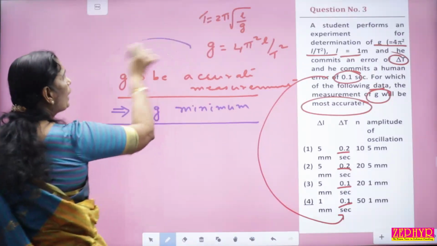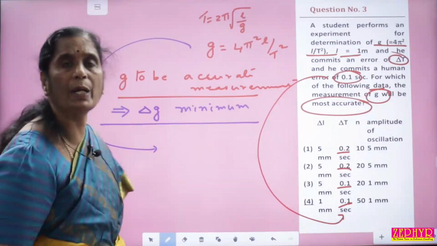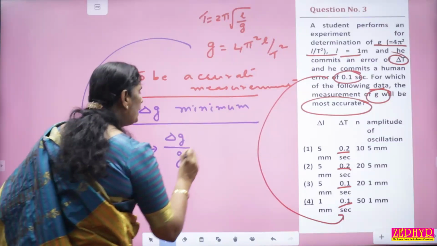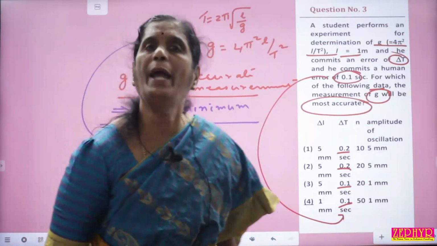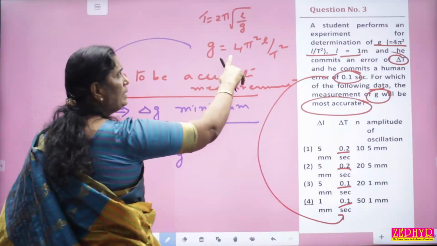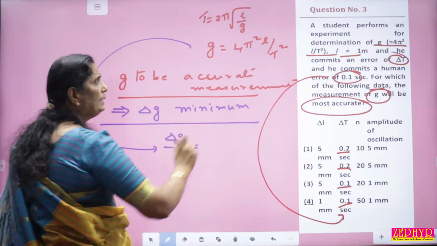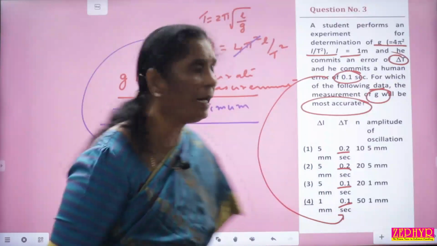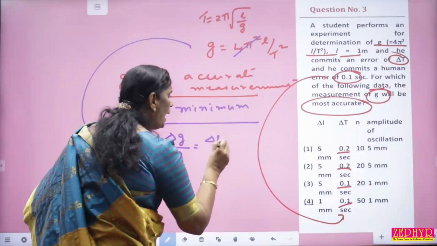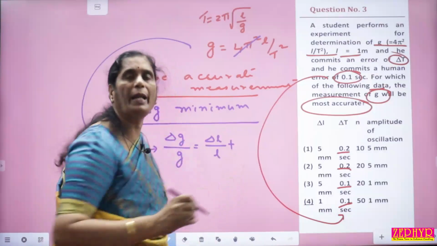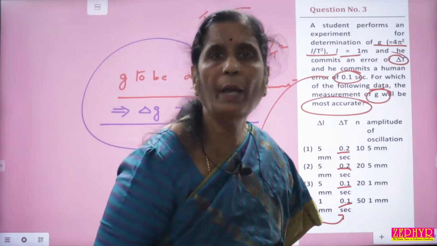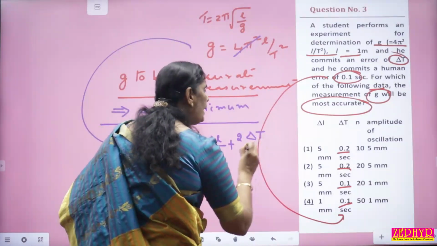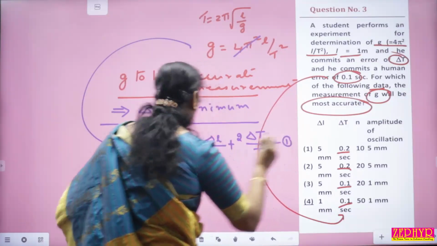We know how to write delta g for the given equation. When you start writing the equation, we can understand on what parameters our delta g depends. So write the error equation that you might have studied. Delta g by g equals, with 4 pi square a constant, delta L by L plus, for T square, directly we take the power, that's the rule, 2 into delta T by T. So this is the expression for delta g.